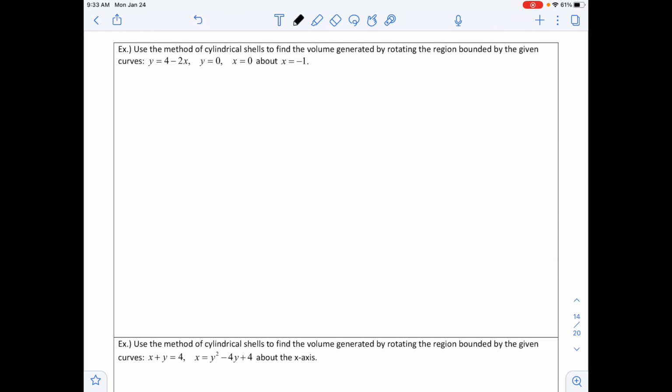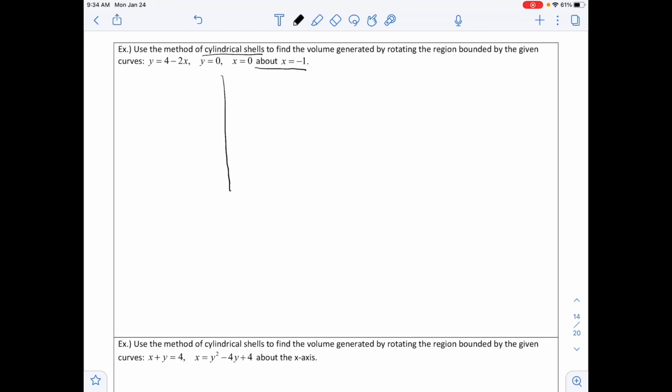The next example says, use the method of cylindrical shells to find the volume generated by rotating the region bounded by the given curves y equals 4 minus 2x, y equals 0, and x equals 0, about x equals negative 1. And again, we're using the method of cylindrical shells. And so in order to do this problem, we need to sketch what the region would look like. We are rotating this about x equals negative 1, so I need to make sure to keep in mind that we will be rotating around that and making sure my graph has enough space to the left.